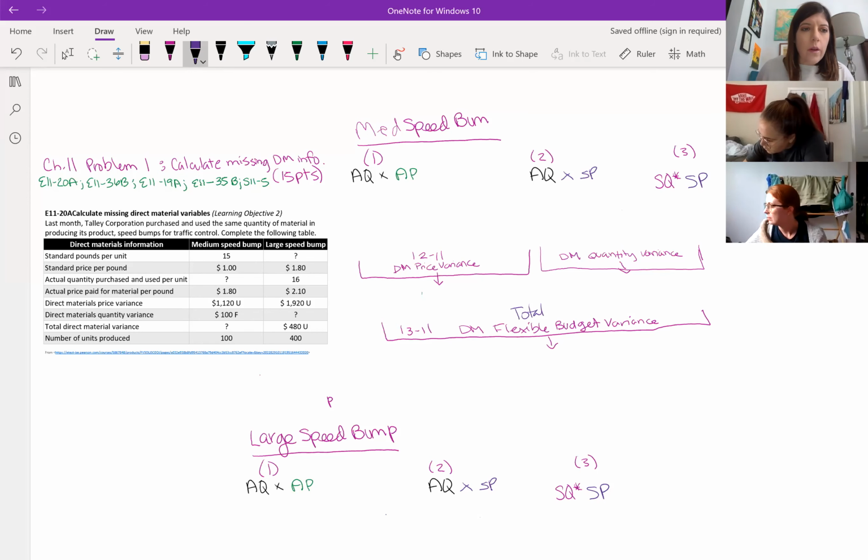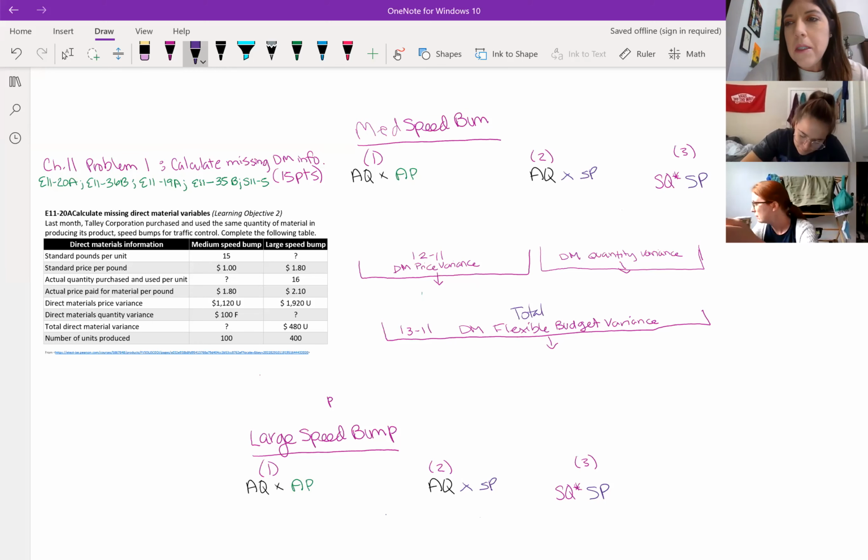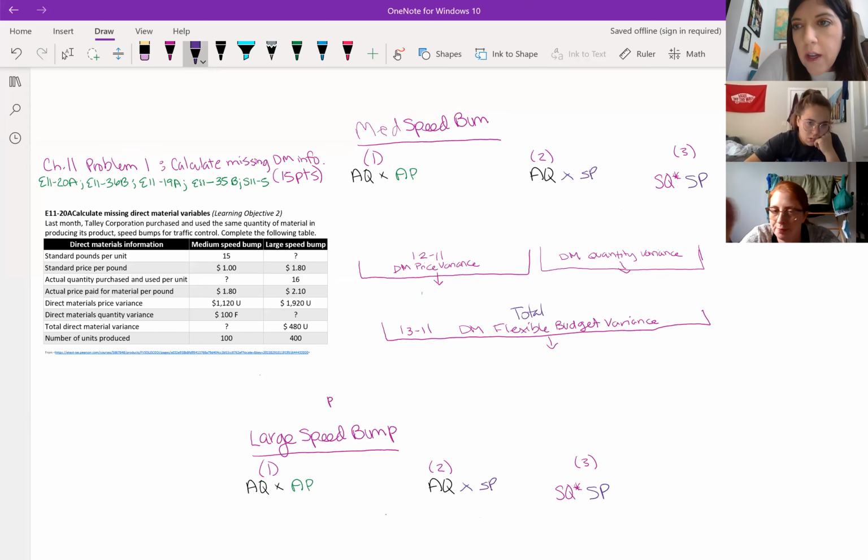Okay, so you have 3 problems from chapter 11, which is the standard costing chapter. This first problem is 15 points, and it's exercise 11-20A that we're going to use. Basically, it's calculating missing information for the direct materials variances. So they give you 2 different levels of activity, medium speed bump versus a large speed bump. So we're going to do 2 separate calculations.